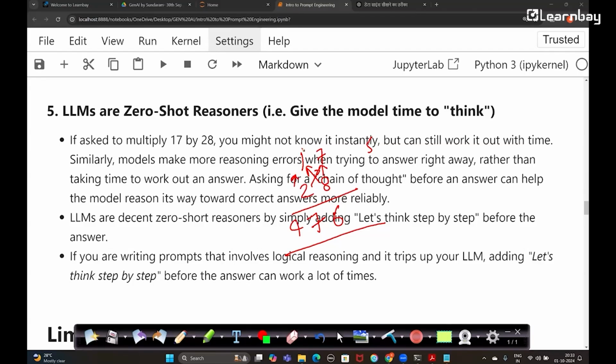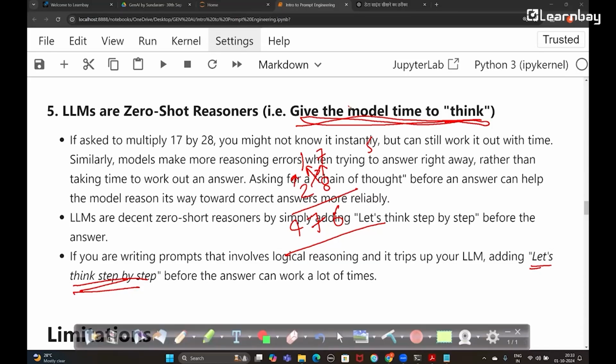How will you write it in the system? That is the trick, guys. You have to write: let's think step by step. Just write this line, and the model will give you a full explanation. That is why I have given this name, give the model time to think extensively. You will use it when you create your own bot. That is what you will write.